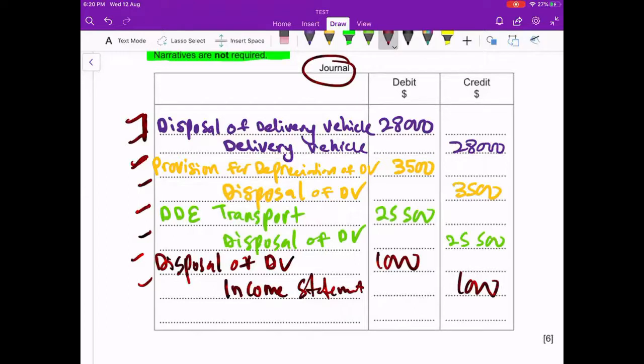sold on credit. What's on credit? You know what's the meaning of on credit? On credit means we haven't received the money. This guy will pay later.